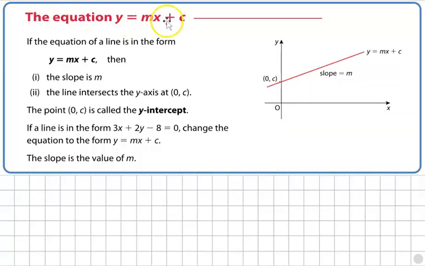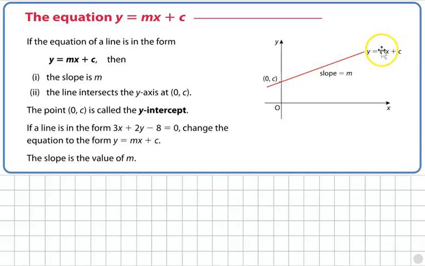The equation y equals mx plus c. If the equation of a line is in the form of y equals mx plus c, then the slope is m, and the line intersects the y-axis at the point 0, c. So this red line here is our line, y equals mx plus c.